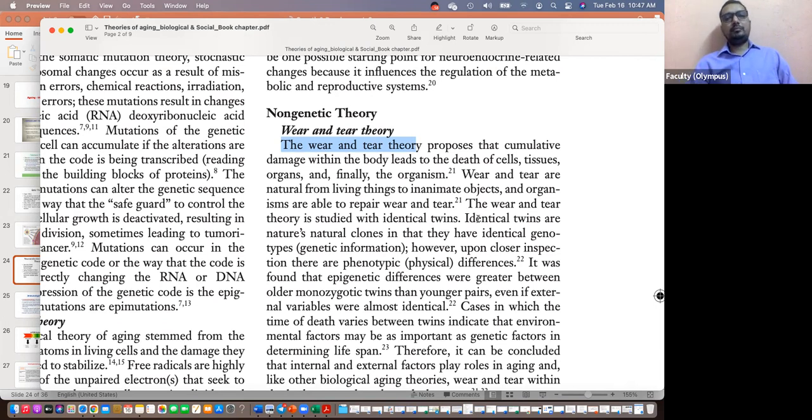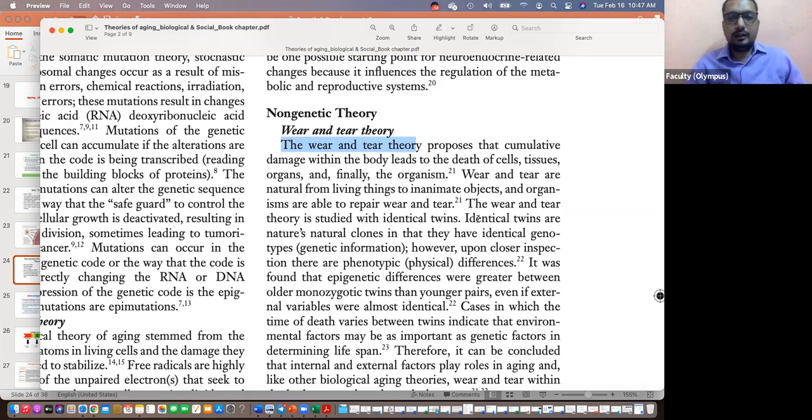So what does it mean? The concept is very simple here. Wear and tear means as we age, wear and tear happens to the various parts of the body, our tissues, especially our joints. So we start using them, and with the usage, they will be damaged. More and more usage results in more damage to it.